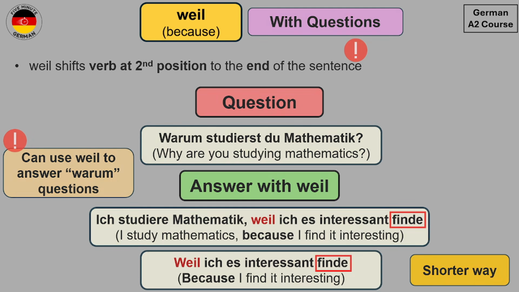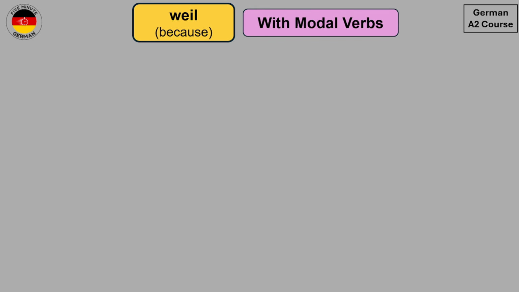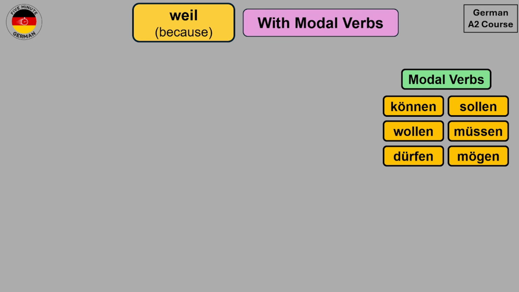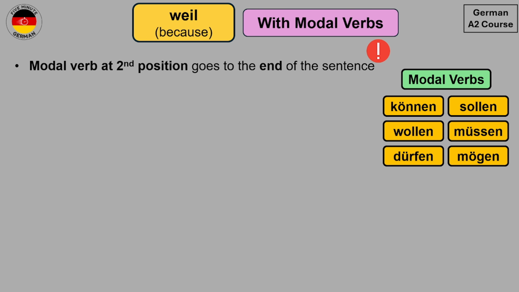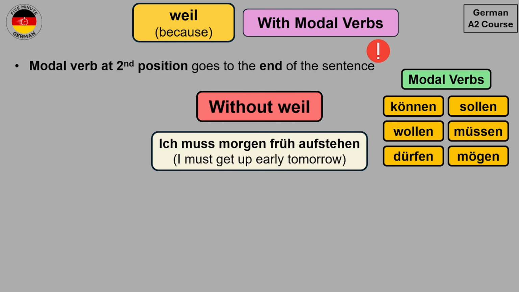Now let's take a look at how we can use weil with modal verbs. So here are the different modal verbs that we have in German. Now when we use weil with modal verbs, then the modal verb at second position goes to the end of the sentence. So let's take an example. So we have a sentence over here without weil, which is "Ich muss morgen früh aufstehen." I must get up early tomorrow.